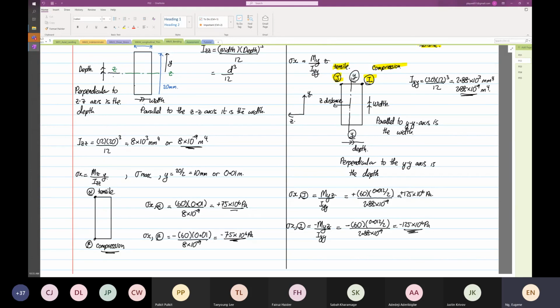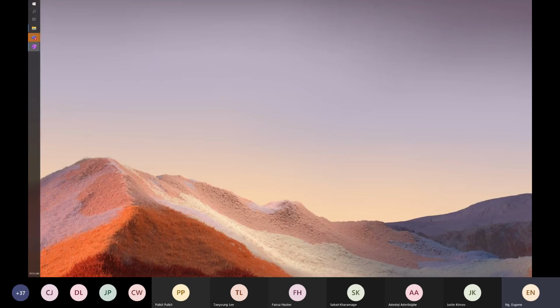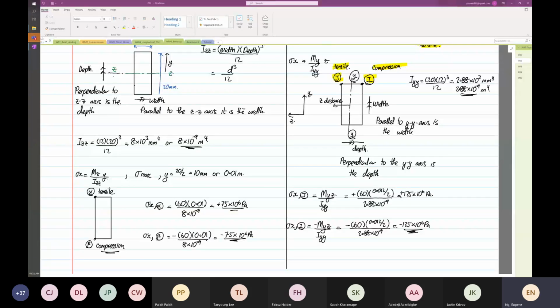Okay, so what I propose now is that we go for a break. We come back at, sorry, not 11:50, we come back at 10:50. I'm going to shut down my computer, let it cool down, and then we come back at 10:50. Okay, so go for a break. Thank you.